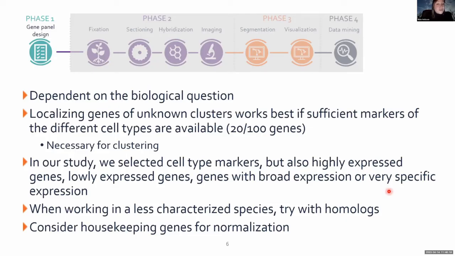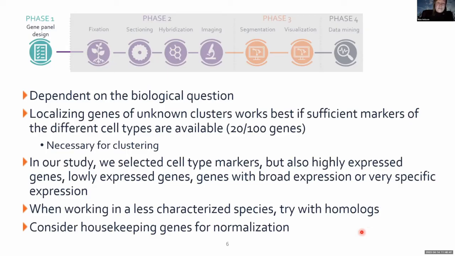So towards the future, I don't know if you still need to take them along, but I can just give you the idea what we took with that. If you are working in a less characterized species, because I said in maize we already have quite a lot of markers, then still try to work with homologs for the different cell types. So at least you would have some idea and some markers for the certain cell types.